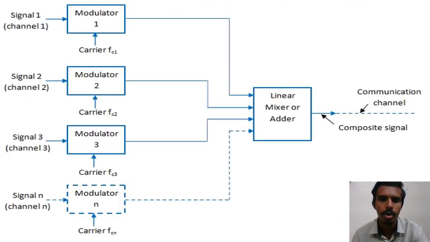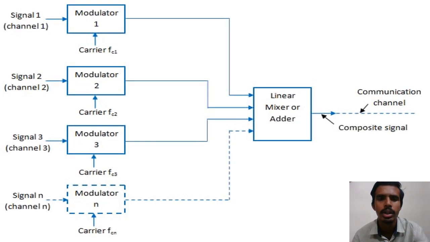So this is also the block diagram. As we can see, we can clearly see here in the block diagram that there are n number of modulators and n number of channels, and they are converted into a single channel while passing through the linear mixer or adder.